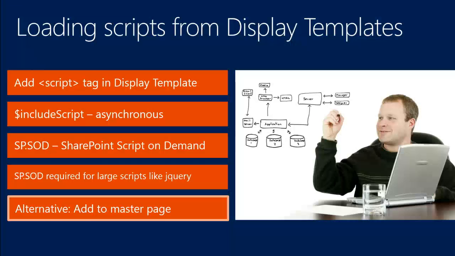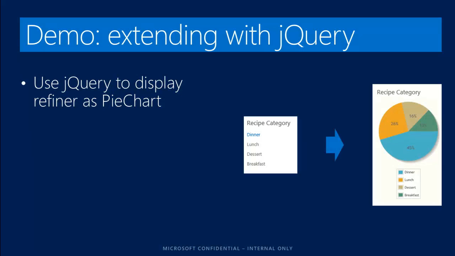The alternative for going to production, and probably the recommendation for going to production, would be to load it in your master page, especially if you're going to be using this all over your site. Obviously, it's not worth loading it on every item template. So with that, I'm going to quickly give it back to Thomas, and he'll show you how to do jQuery.